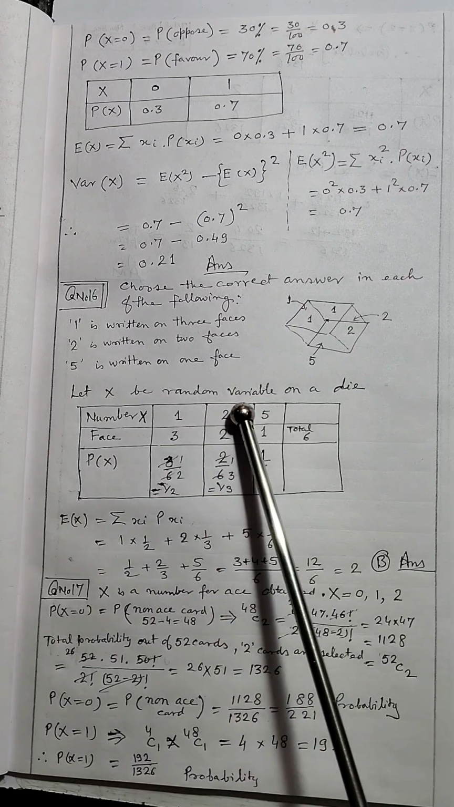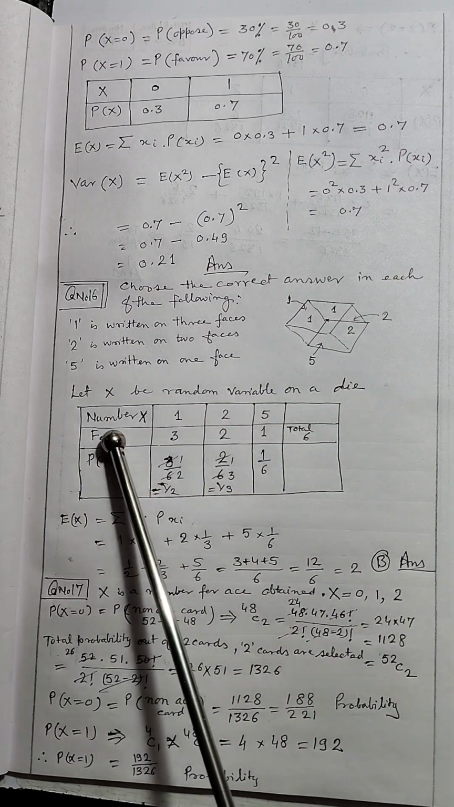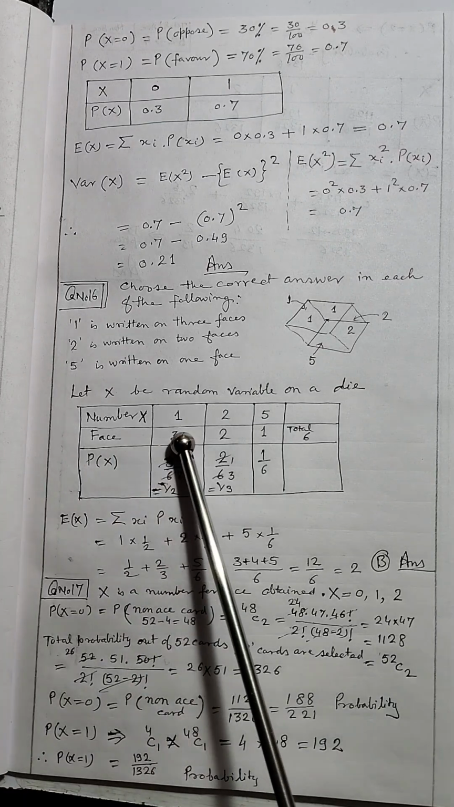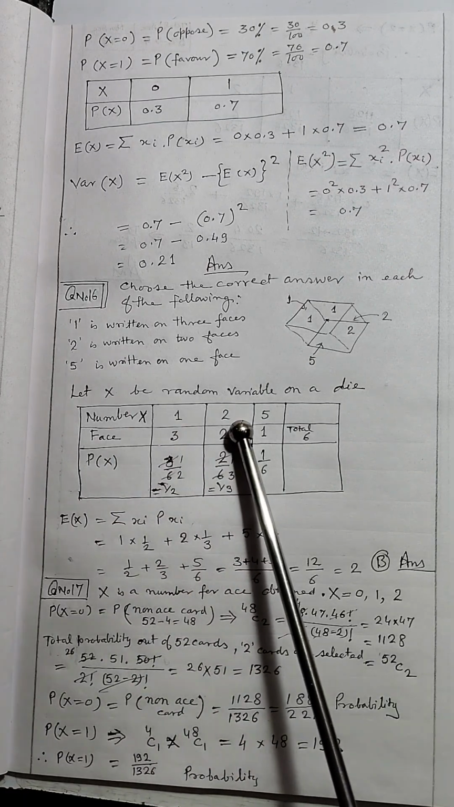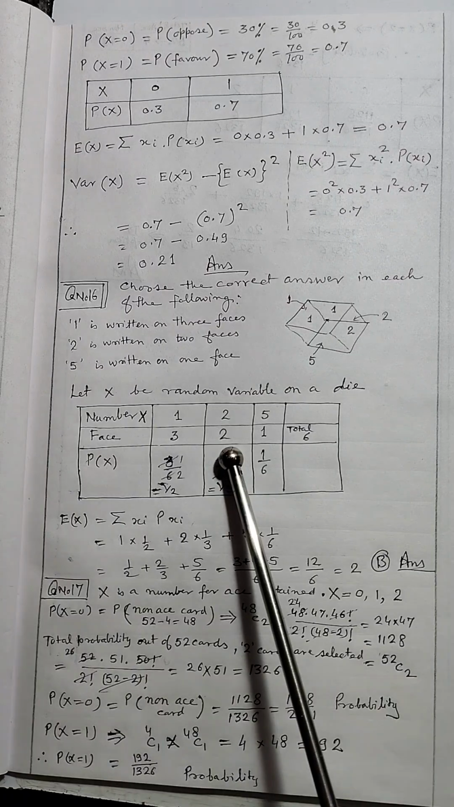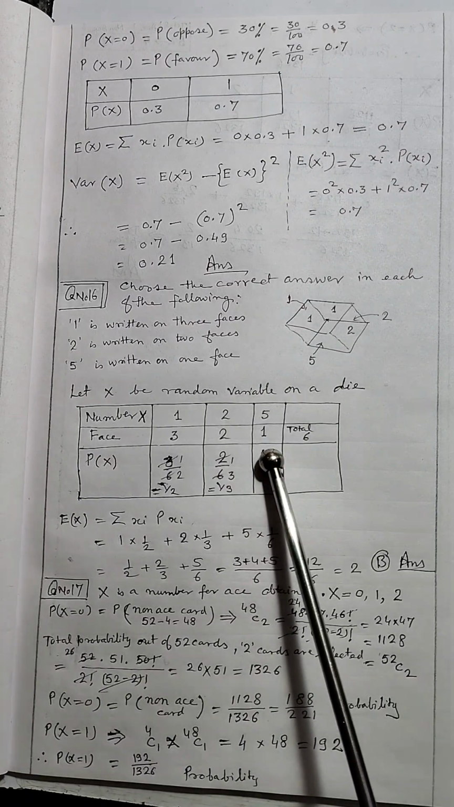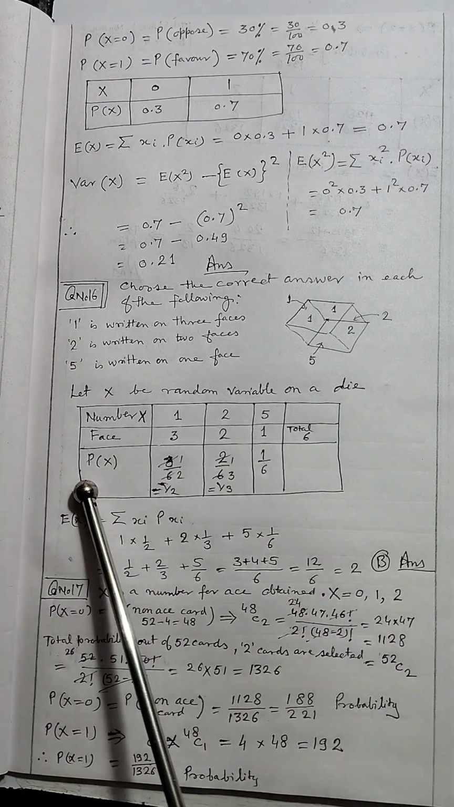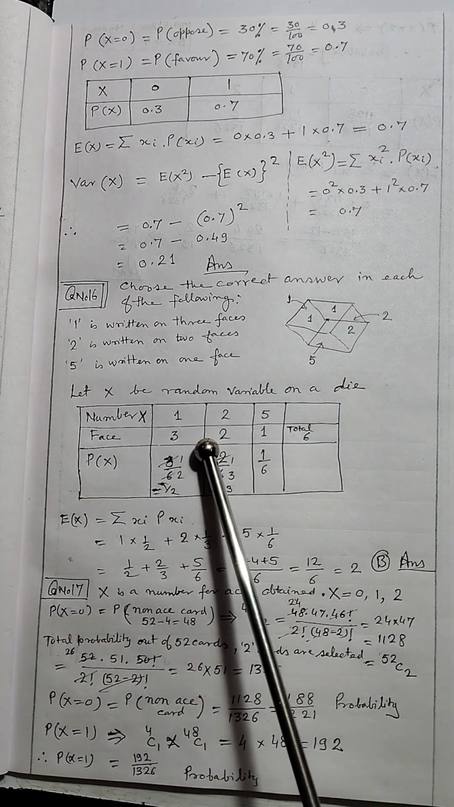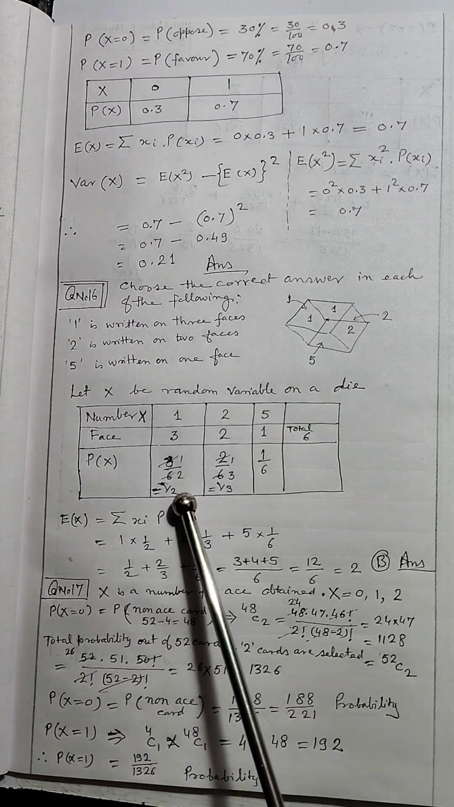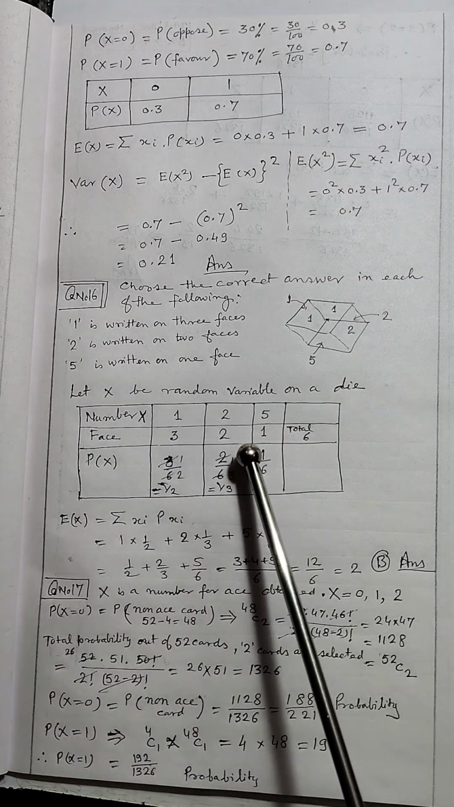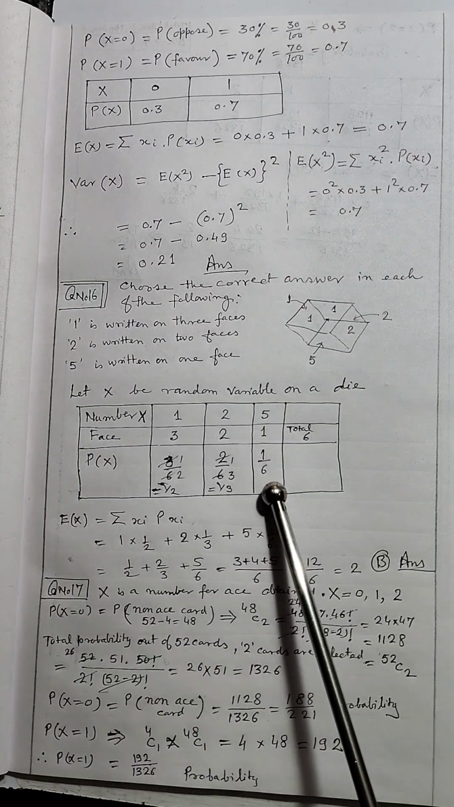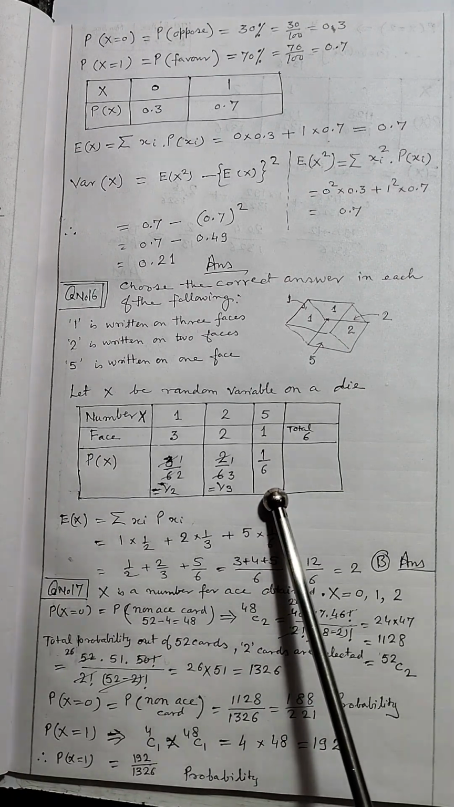So let X be the random variable on the die. The number X can be 1, 2, 5. The faces on which 1 has been written are 3, 2 has been written on 2 faces, and 5 has been written on 1 face. So the total number of faces is 6. The probability of X will be 3 divided by 6, that is 1 by 2; 2 divided by 6, that is 1 by 3; and 1 divided by 6, that is 1 by 6.